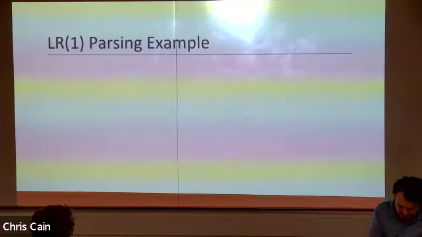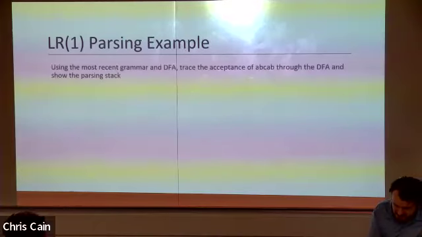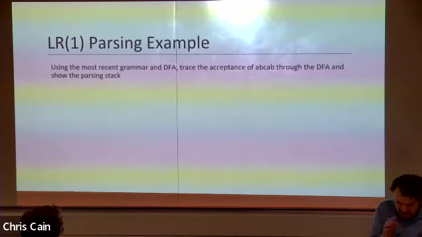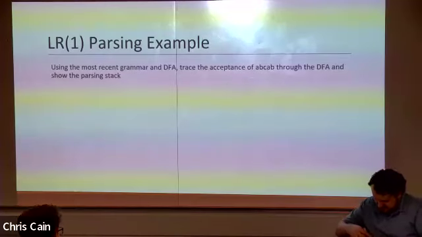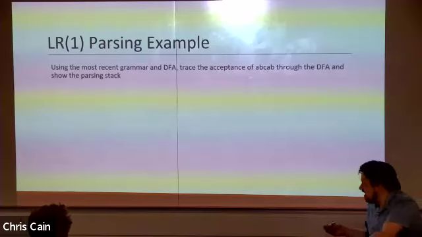So let's go through a full example, with the most recent grammar and DFA. We're going to trace the acceptance of ABCAB. We also want to show the entire parsed stack. So information that you're going to want for this, let's actually write this out. What are you going to be annotating?